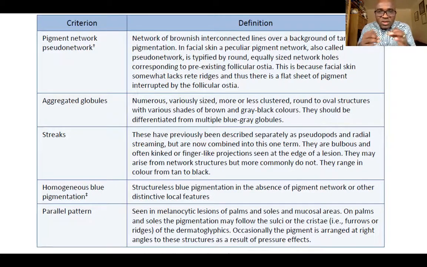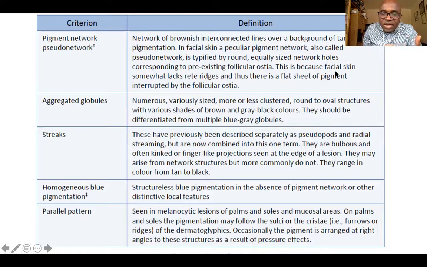The pseudo network has fine round holes because the holes correspond to the pre-existing follicular ostia where hair follicles would have grown, in the non-hair-bearing parts of the face. Okay, so that is why you get the pseudo network and not the typical pigment network there, but it's still uniform. It will have the typical features of a pseudo network, with regularities for it to be benign, and irregularities for it to be suspicious. So that is about the pigment network.